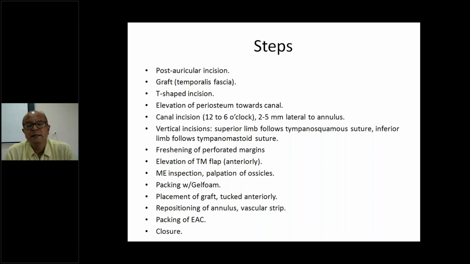A satisfactory tympanoplasty is one where you can see all four quadrants without changing the microscope. If you change the microscope, anyway you can see all the four quadrants. But if you keep the microscope in one fixed position and can see all four quadrants, that is an adequate canaloplasty. Then packing and closure.